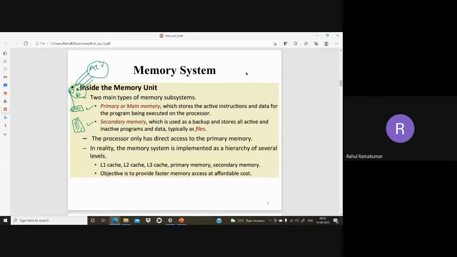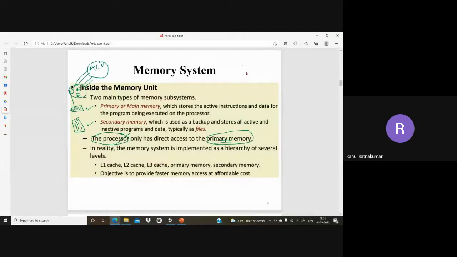Now the processor has direct access to the primary memory, definitely, because it needs a high speed memory. Within the processor, registers are a part of the processor. That's why I'm not mentioning registers separately here. R1, R2 are an internal part of the processor. But the primary memory, the processor is directly interfacing with. So that is what we discussed.